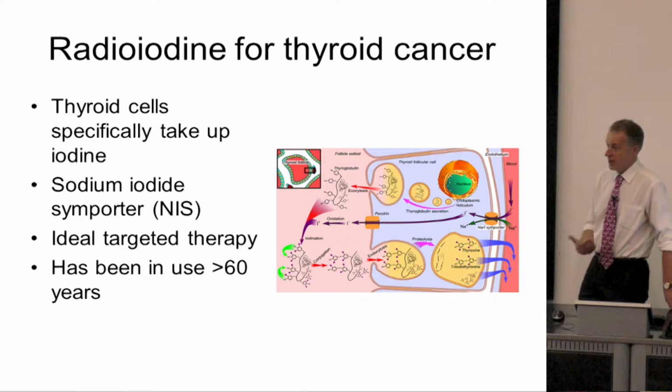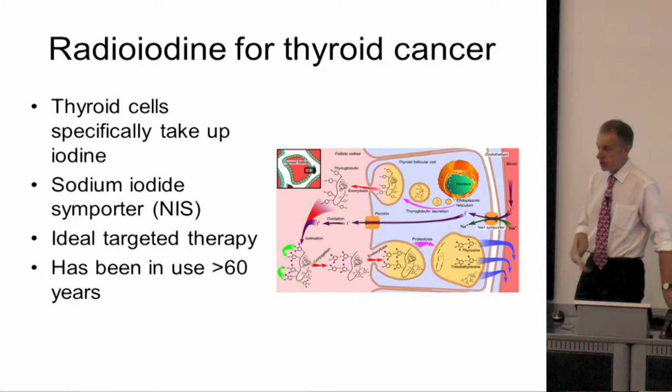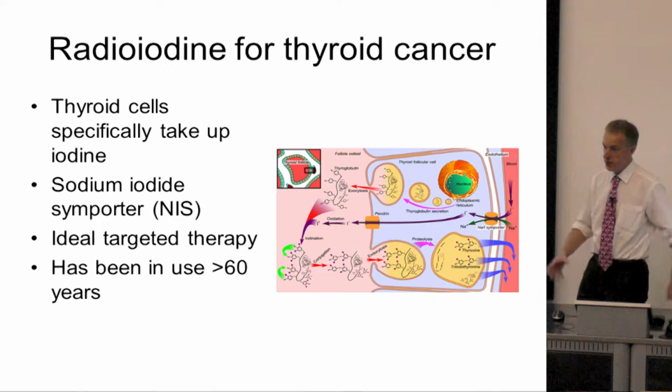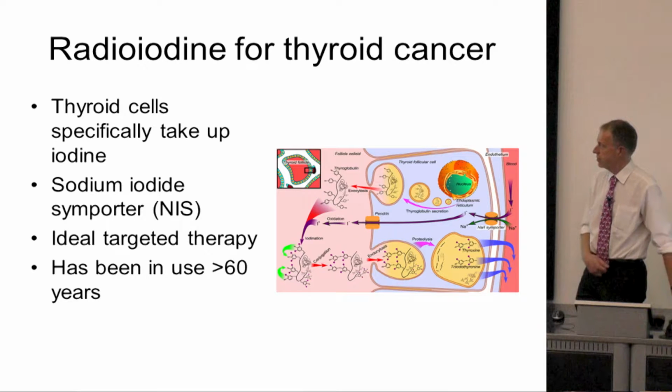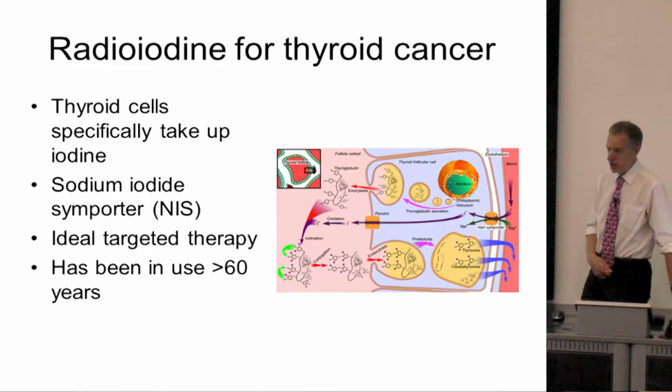So really it's the ideal targeted therapy, because if you give a patient iodine, it almost all goes into their thyroid and virtually no other cells will take it up. So you can deliver huge doses of radiation to thyroid cells but spare everything else. So this has been used for more than 60 years now, very successfully.